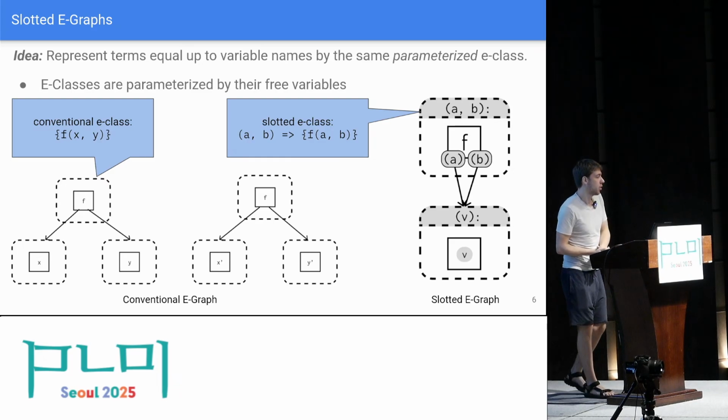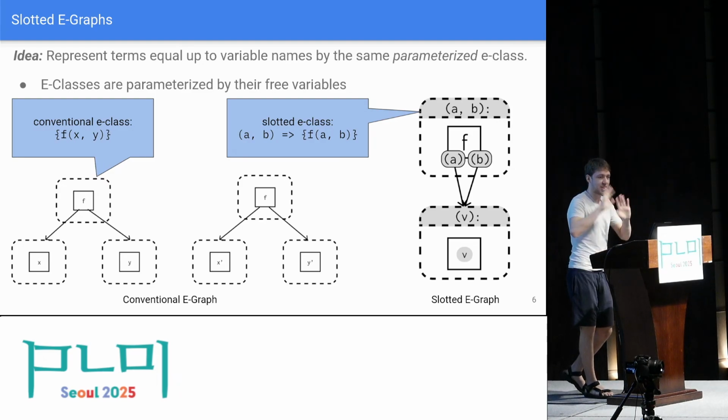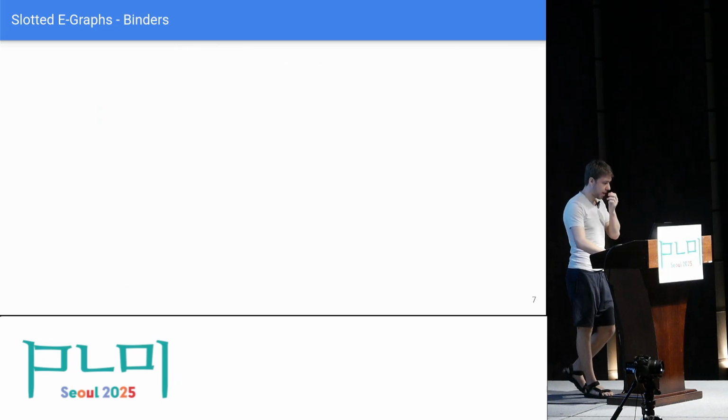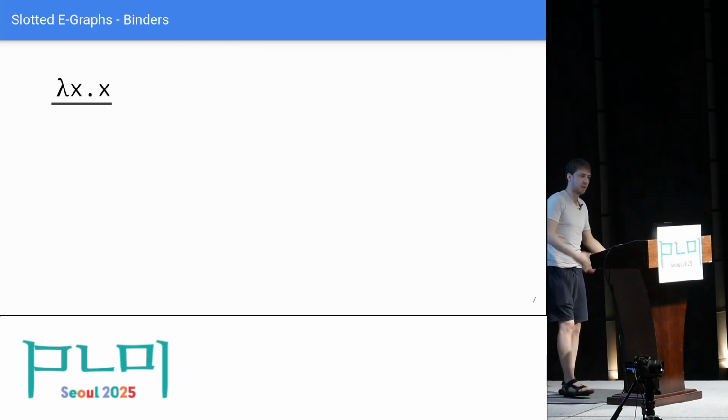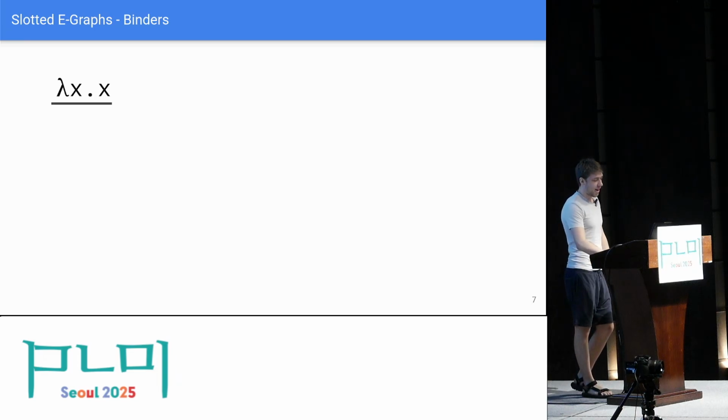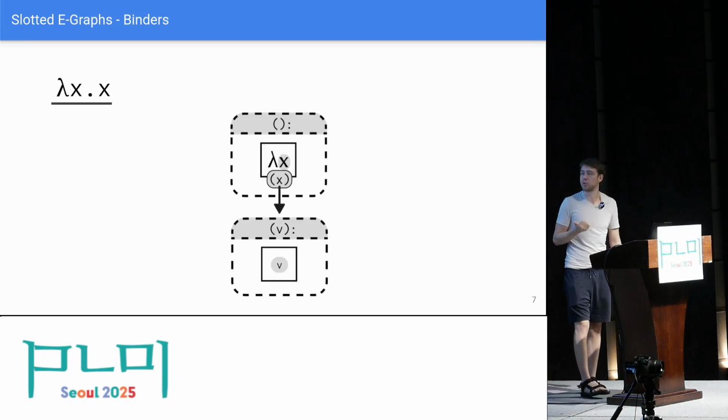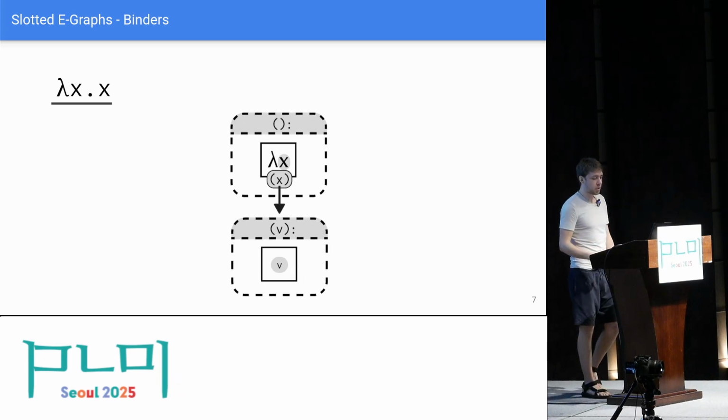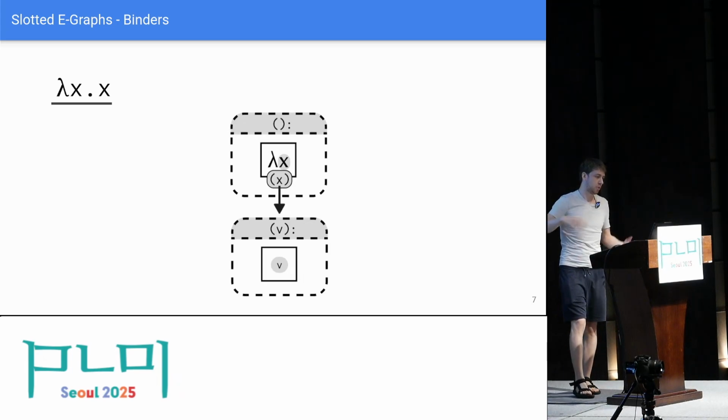Cool. Now we can look into some more examples and some more features and challenges of slotted e-graphs, because there are a couple of interesting edge cases. First of all, I want to start with binders. I will start with the identity function in lambda calculus as the simplest canonical example, which looks like this if you draw it in a slotted e-graph. You already know the bottom thing, that's the variable class, because we want a variable.